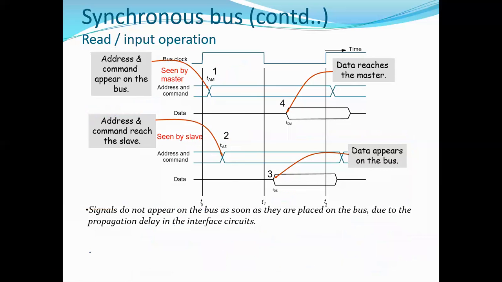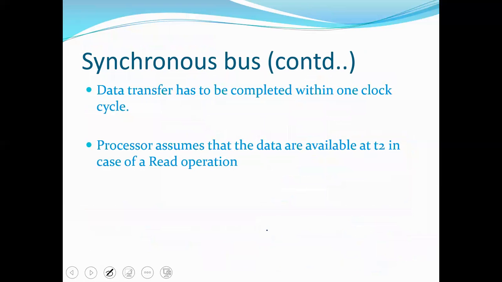Okay, signals do not appear as soon as they are put on the bus. There is some propagation delay in the interface circuit. The data transfer has to be done in one clock cycle, and the processor assumes that the data is available at T2 time.